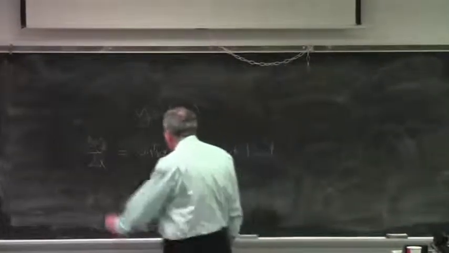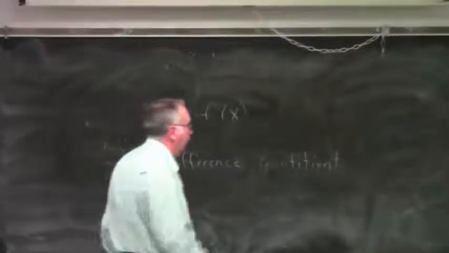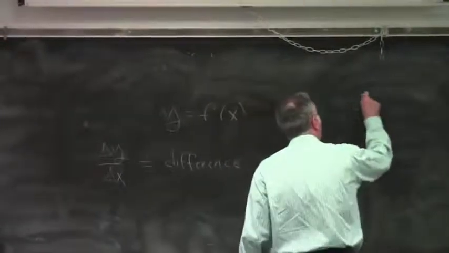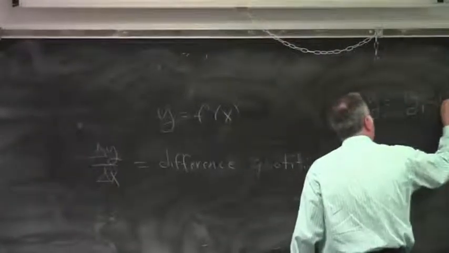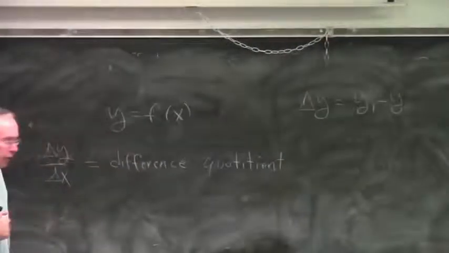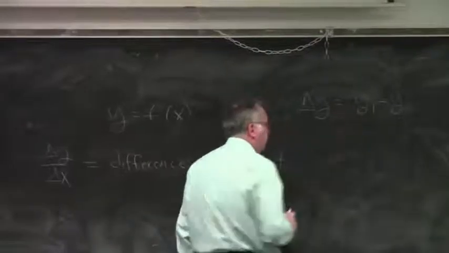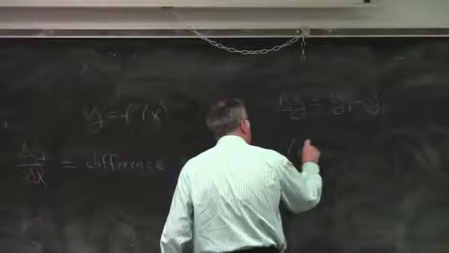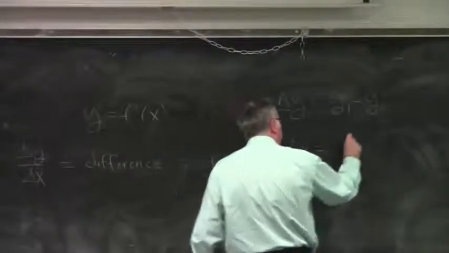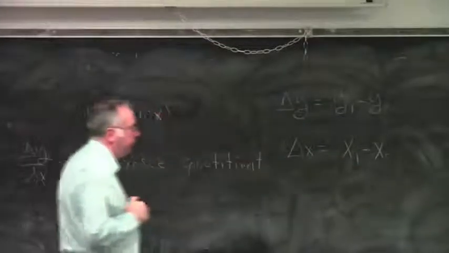Okay. This symbol delta means change in. So delta y is just this: y1 minus y0, the change in y. The value of y starts at y sub 0, and then it goes to y sub 1. So it's the change in y. In a similar fashion, delta x is the change in x: x1 minus x sub 0.